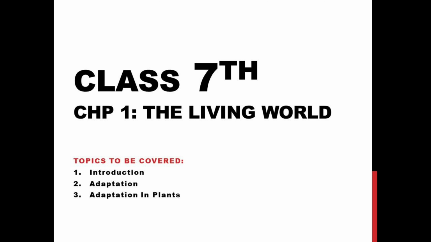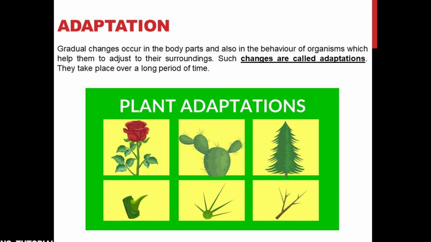Students, today I'm going to teach you chapter number 1, The Living World. I'm going to cover the topic adaptation and adaptation in plants. The gradual change that occurs in the body parts of a living organism, or in the behavior of that organism, which helps them to exist in the surroundings, in the environment, is called adaptation.